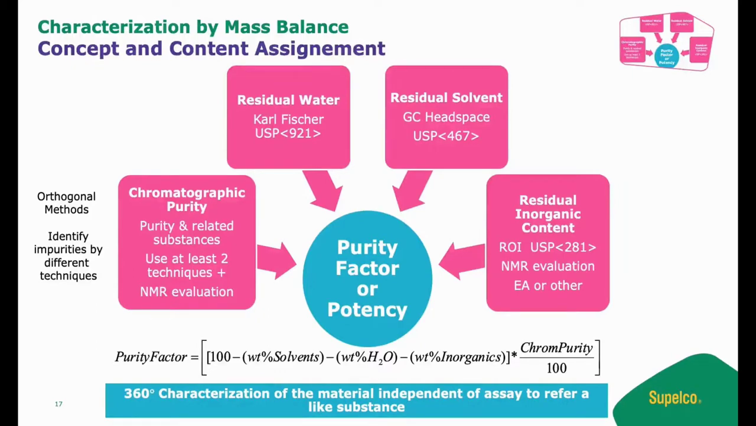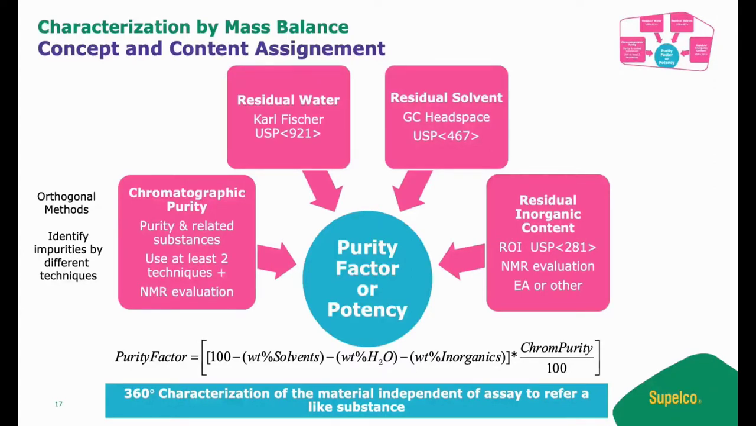Mass balance is not a simple assay to a similar standard. We perform a full characterization of the molecule, determining the identity by multiple methods and the purity by multiple methods. We perform 2 to 3 chromatographic purity tests with different columns and detectors, like LC and GC, to ensure we are detecting all impurities.